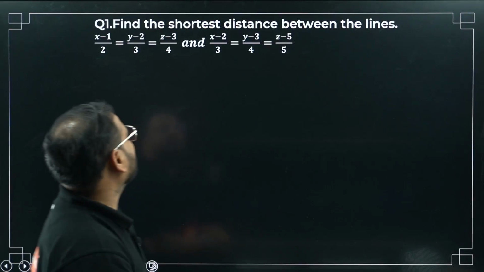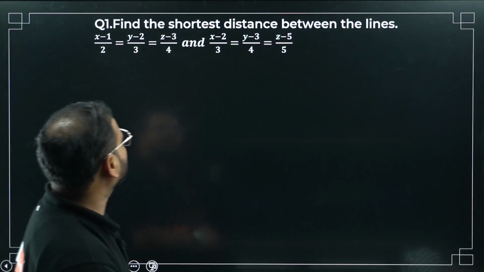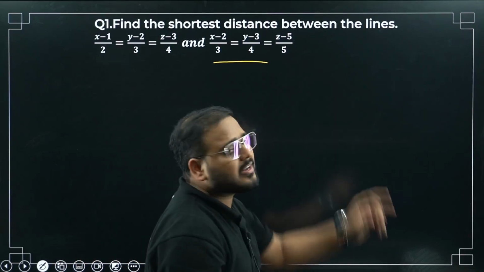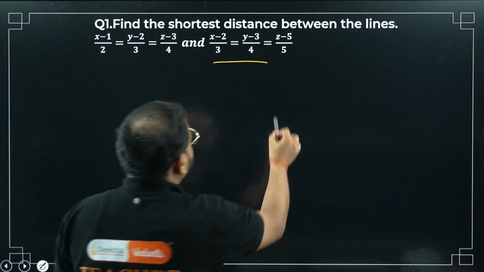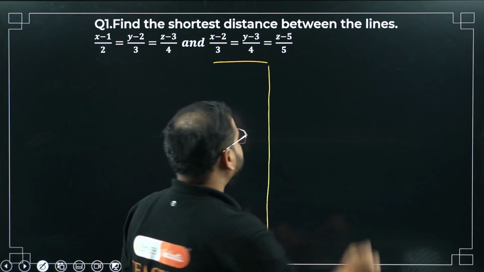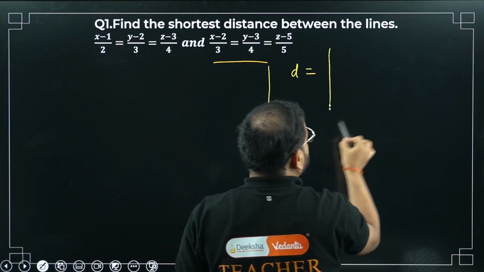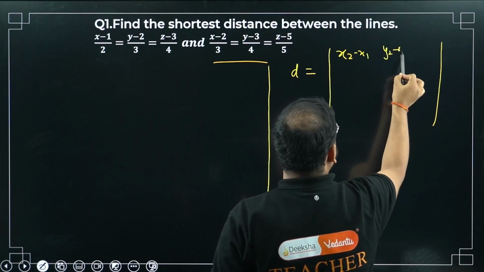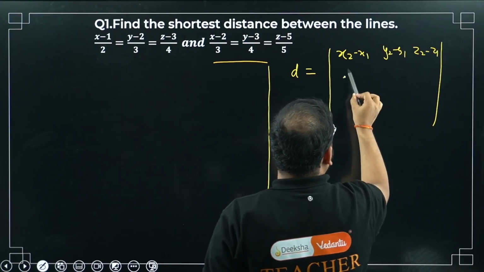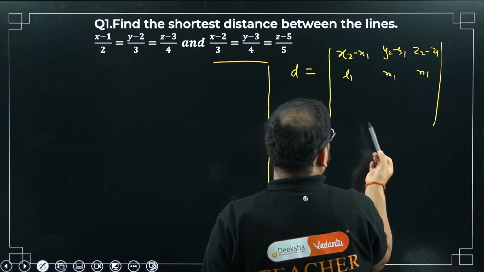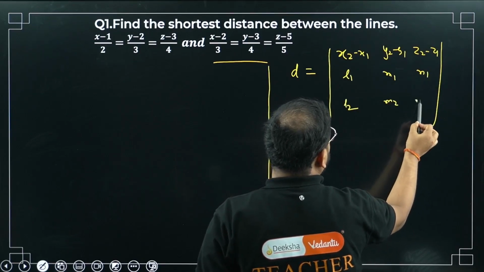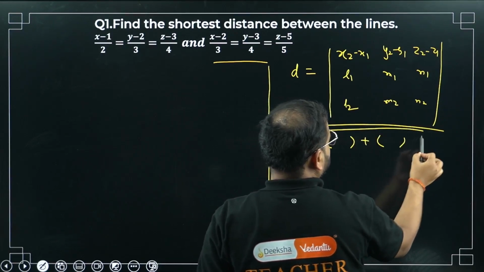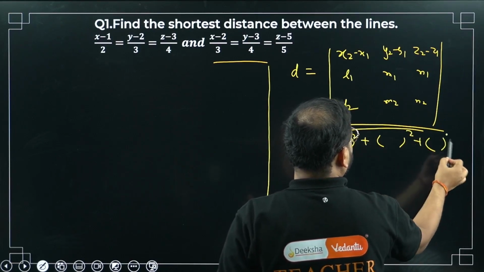So let's see. Find the shortest distance between the lines (x minus 1) upon 2, (y minus 2) upon 3, (z minus 3) upon 4 and (x minus 2) upon 3. The two lines' equations are given in Cartesian form. Let's do it. What's the formula, if you remember? The formula is this: x2 minus x1, y2 minus y1 and z2 minus z1, L1, M1, N1, L2, M2 and N2, divided by this big root. I'll not write these values because you can get them directly from here.